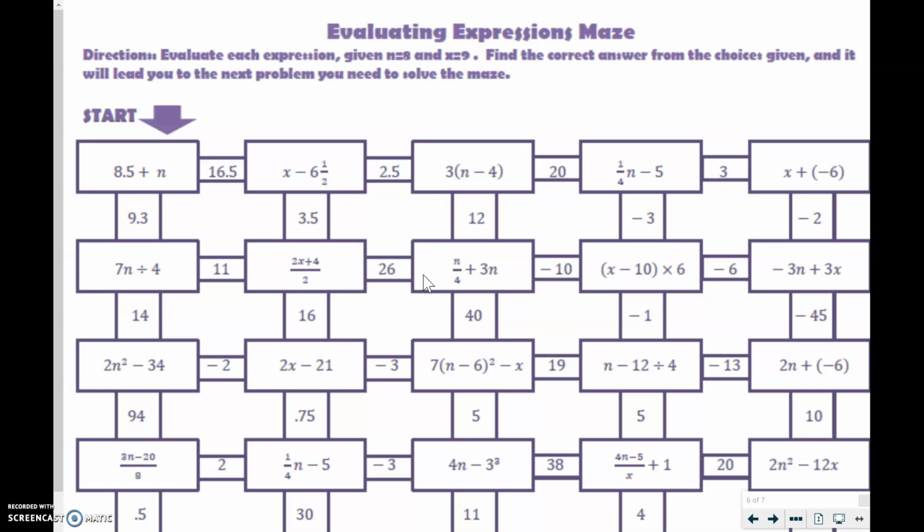And that is your practice for today. You do not need to insert any pictures of your work, but you will need to do your work out, because some of these you can do in your head, but a lot of them you can't. So make sure you're writing out on paper or whiteboard or something.